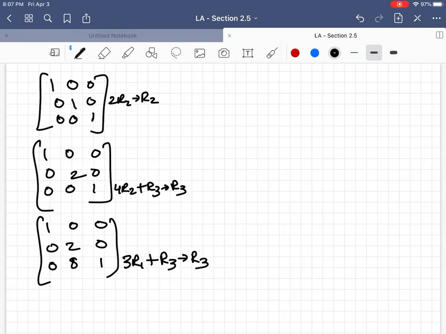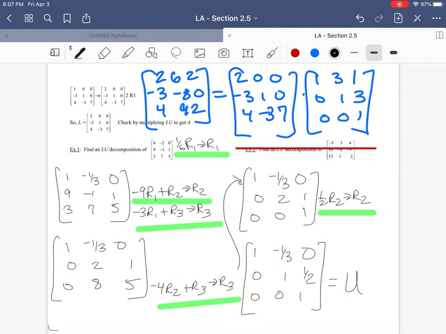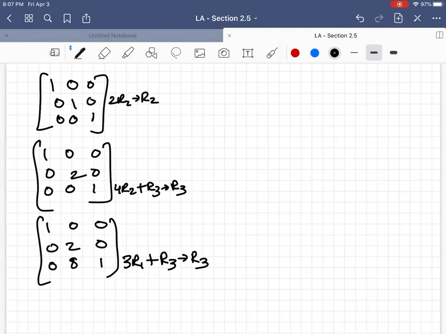All right, so from here, I have to do 3 row 1 plus row 3, staying in row 3. Because remember, what I'm doing is going backwards from all these things that I did before, right here. And so I've accomplished those 3. So when I do that, I have 1, 0, 0, 0, 2, 0, and then finally 3, 8, 1.